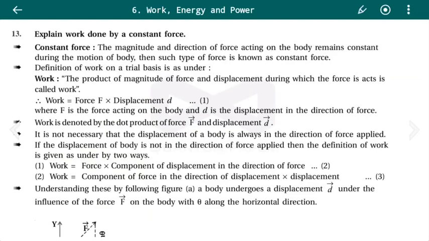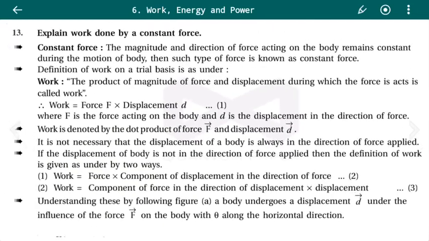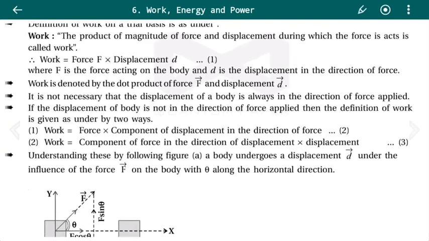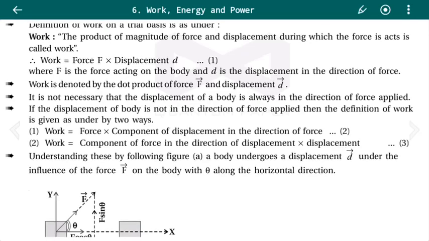Definition of work on a trial basis is as under. Work is the product of the force and the displacement. So W is equal to F into D, where F is the force acting on the body, D is the displacement in the direction of the force. So work is denoted by the dot product of force vector F and displacement vector D.